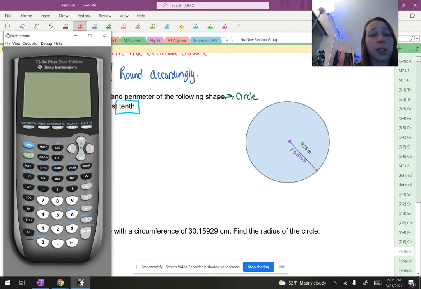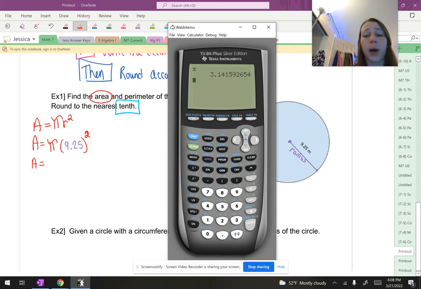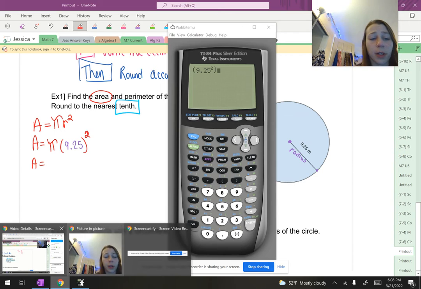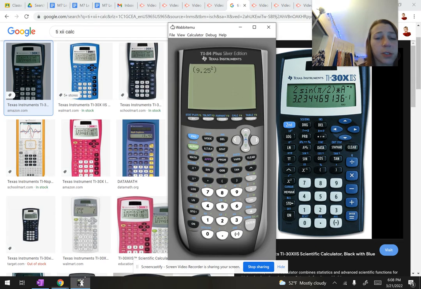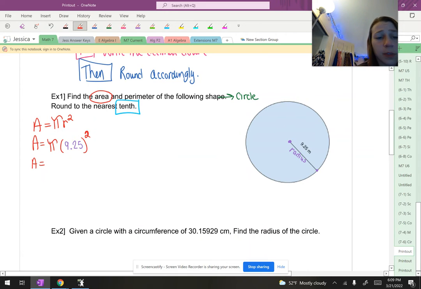All right, when you're doing this, you want to always do pi last. So first we're going to take the 9.25 and you can use the little x squared button. You have one on your calculator too. Yep, yours is right there, just one lower than the pi button. Skip a button and then boom, you can use that squared. You don't need parentheses. And we get 85.5625.